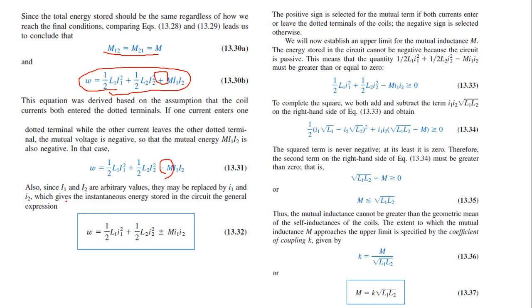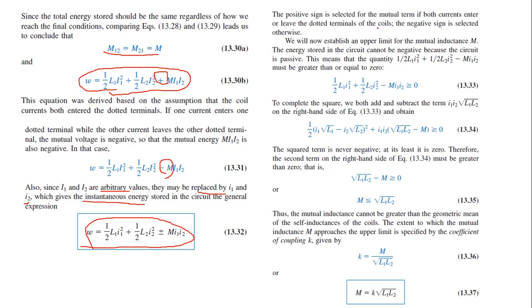Okay, so combining these two according to the dotted terminals, this is the energy, that is half L1 I1 square plus half L2 I2 square plus or minus M into I1 I2. Now here I1 and I2 are arbitrary values. If we replace them by small i1 and i2, which change with respect to time, that is the instantaneous value of current, then we will get the instantaneous energy stored in the coil.